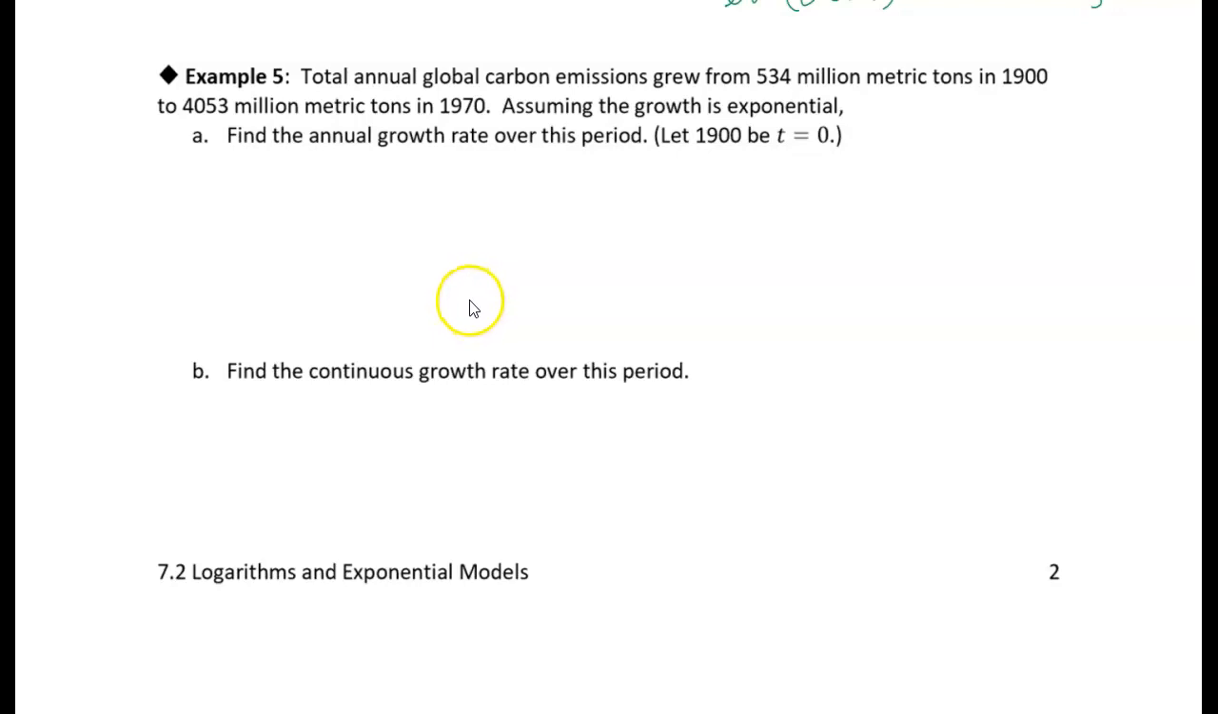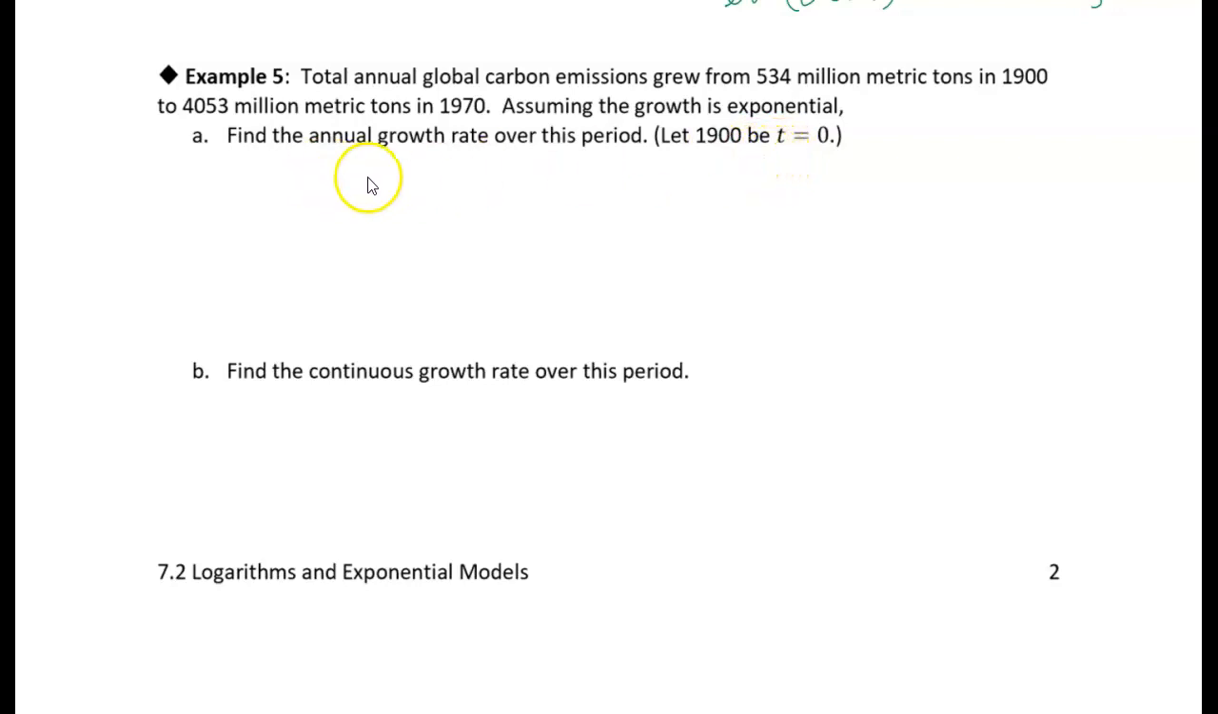All right, so hopefully you've looked ahead at this problem and maybe gave it a try on your own. But let's go through it. So we're told that the total annual global carbon emissions grew from 534 million metric tons in 1900 to 4,053 million metric tons in 1970. Assuming that the growth is exponential, we are asked to find the annual growth rate over this period. And we're told to just let the year 1900 be t equals 0.